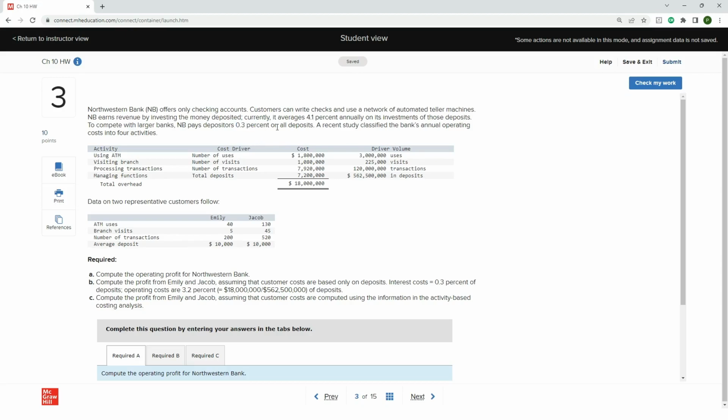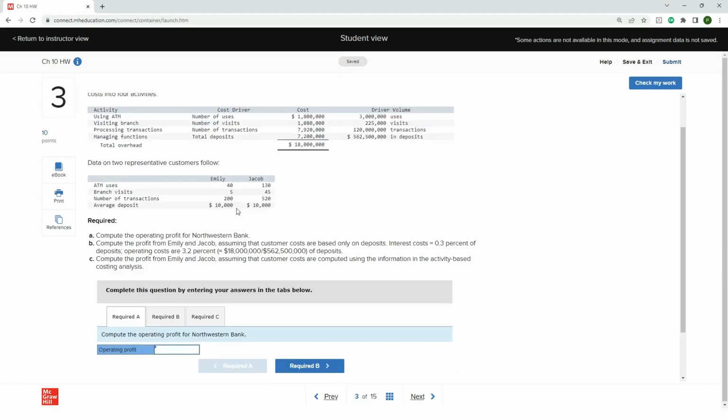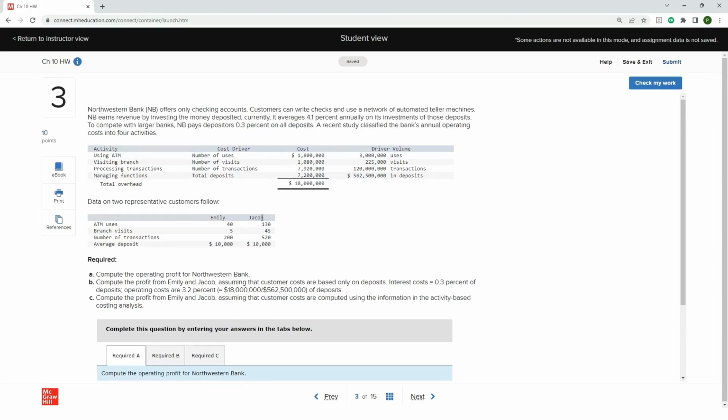On top of the 0.3% in interest that they pay its account holders, the bank has 4 other costs: using the ATM, visiting the branch, processing transactions, and managing functions. In total, the bank has $18 million in operating costs, plus the 0.3% interest that it pays to its account holders. Now, the bank is looking at 2 customers, Emily and Jacob, and they're trying to figure out how much each of these customers are costing the bank.